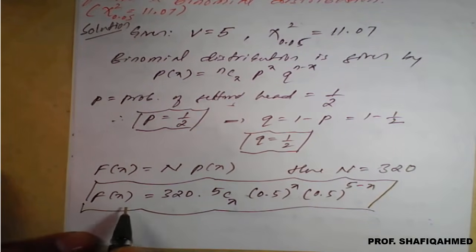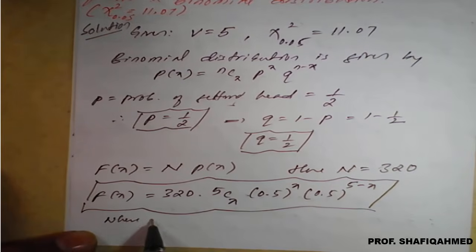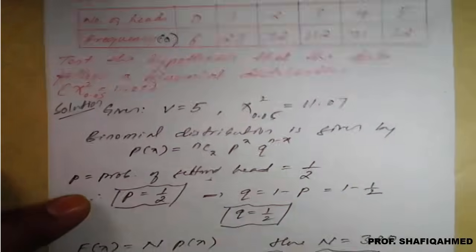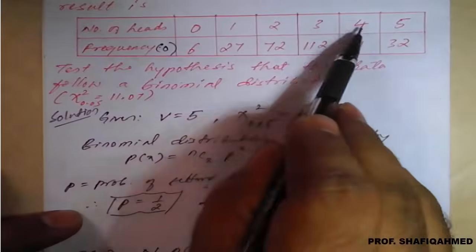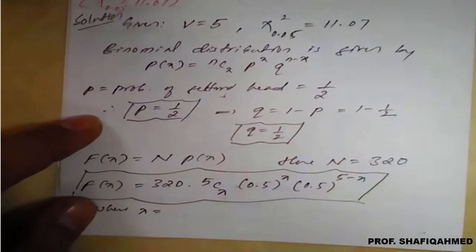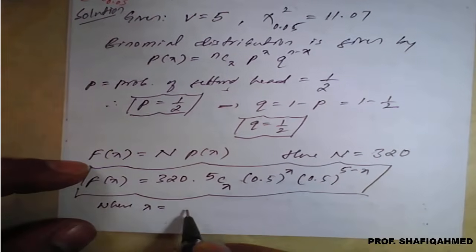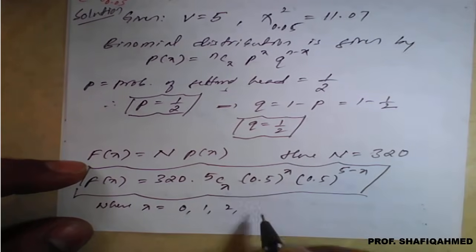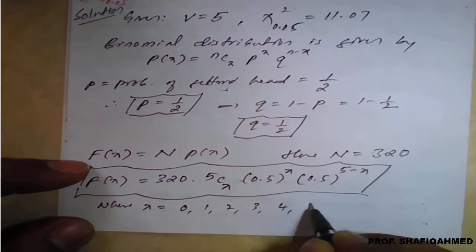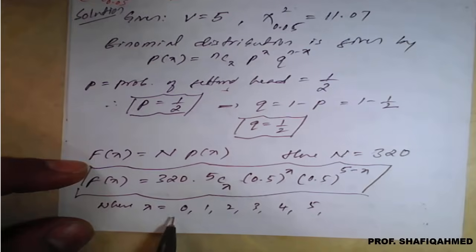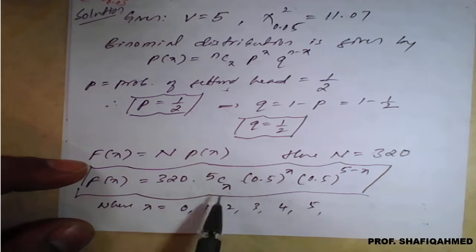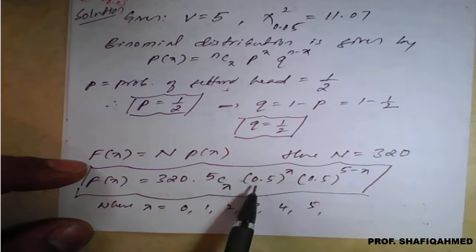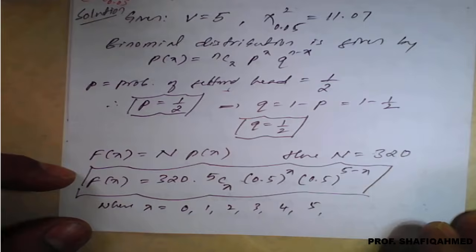From this we'll get the theoretical frequency, where x will take the values 0 1 2 3 4 5. We'll calculate the theoretical frequency when x is 0, when x is 1, when x is 2, 3, 4 and 5, and then we'll go for the chi-square test.